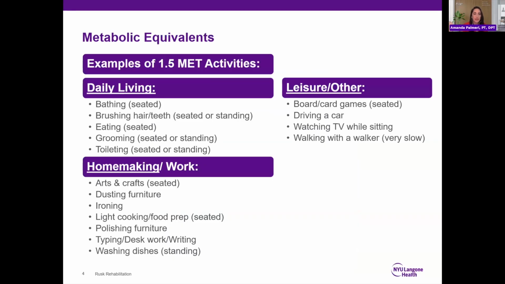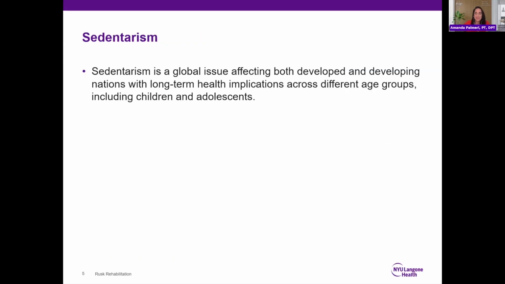So something like seated bathing or grooming, eating, toileting. Within the home or within work, it can be sitting at a desk, completing work, doing light cooking, ironing, things that are rather leisurely, don't get the heart rate elevated too much. Other activities, board games, driving, watching TV, that's one that will come up pretty often. So we're really talking about pretty sedentary activities that don't elevate the heart rate, like presenting to a large group like this.